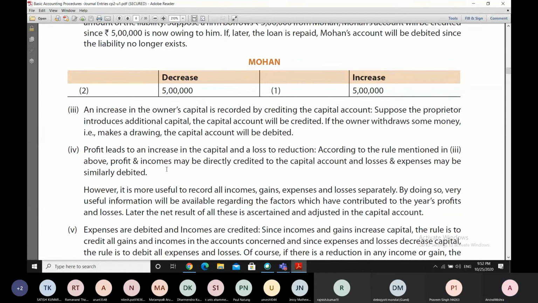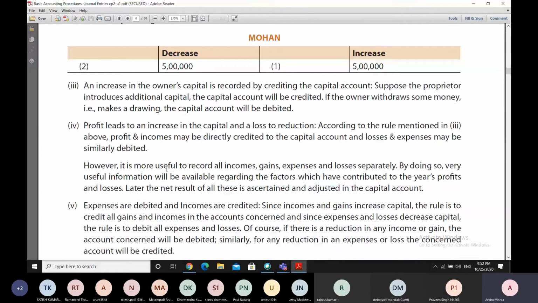Now, some more conclusions that we can draw here is that whenever there is a profit, the capital account is increased, and whenever there is a loss, the capital account is reduced. So as per rule 3 of the capital account here, whenever the profits are there, profits and incomes will be credited to the capital account, and all the losses and the expenses will be debited to the capital account.